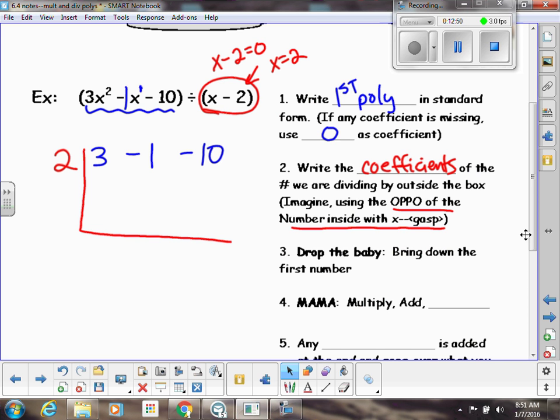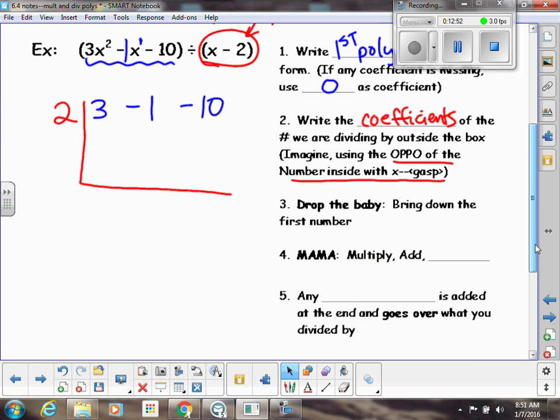Now here's where "drop the baby mama" comes in. All right, so in step 3, we're going to drop the baby. That just means we're going to bring down this first number. So I always encourage you to draw an arrow, and then underneath your box, you're going to just write that 3. Mama stands for multiply, add, multiply, add.